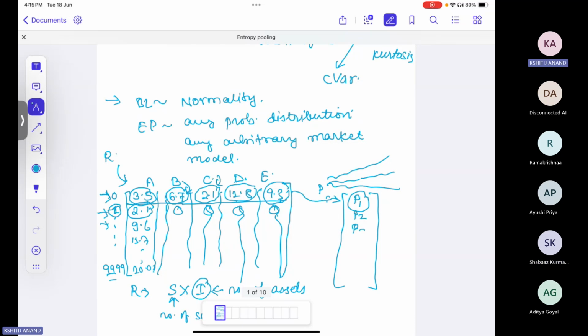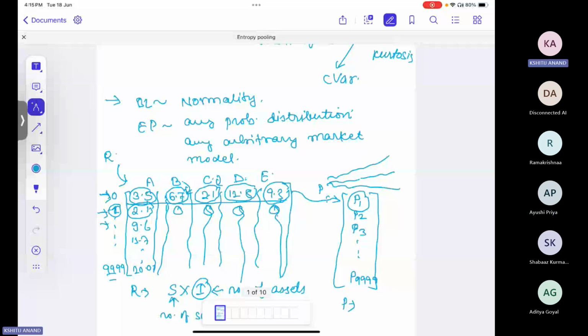Similarly, we will have P3. P3 will be the probability of scenario 3 to happen. Similarly, we will have P9999, right? Now, what is the size of the P matrix? Can anyone in the meeting tell? What is the size of the P matrix? Anyone? P is the probability distribution of R, of size S into 1.